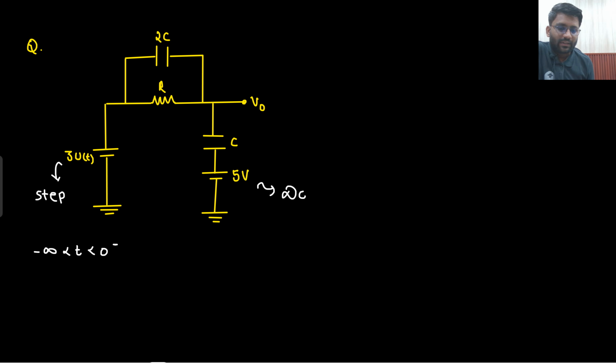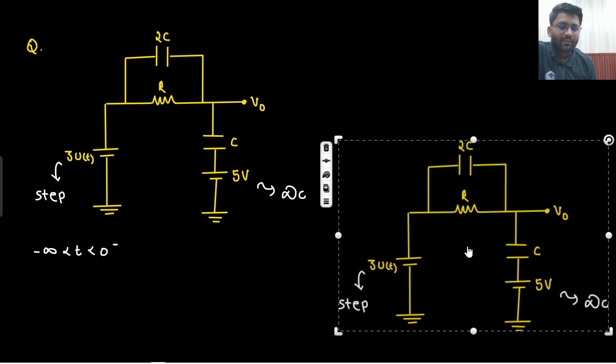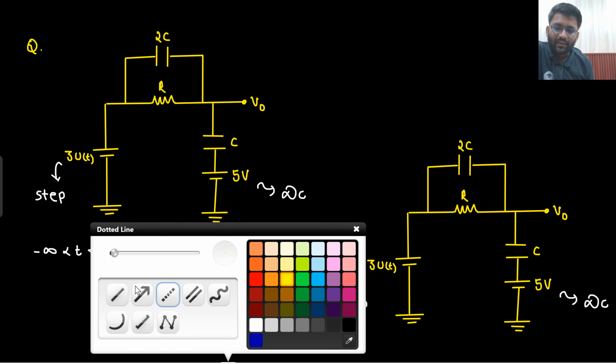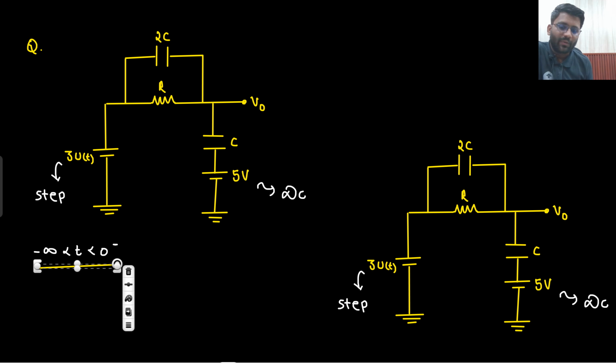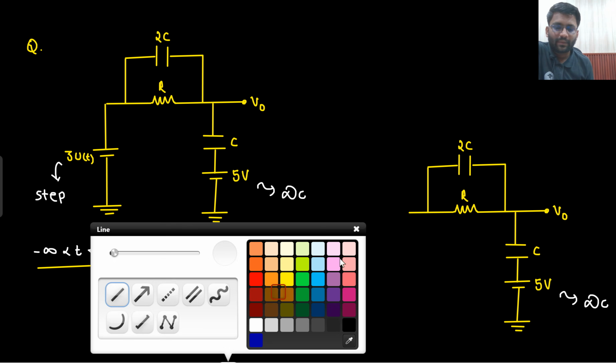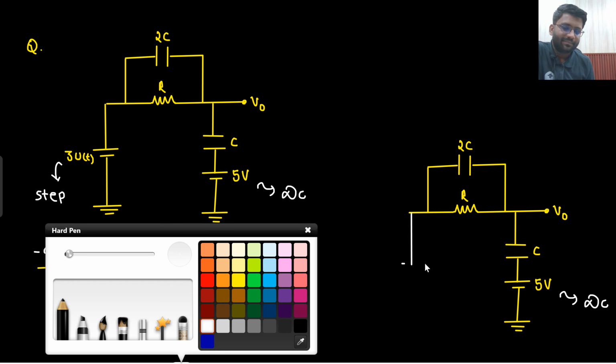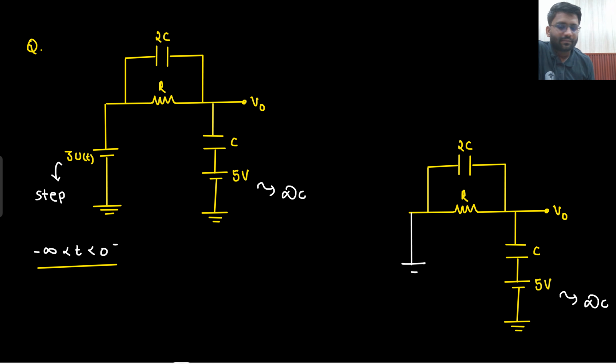Although we will see at minus infinity as well, we will copy the circuit here. So what will be your circuit in this window? In this window, the step will not be there, so this will be gone, and this will be available. Let's call this VC1 and this VC2.